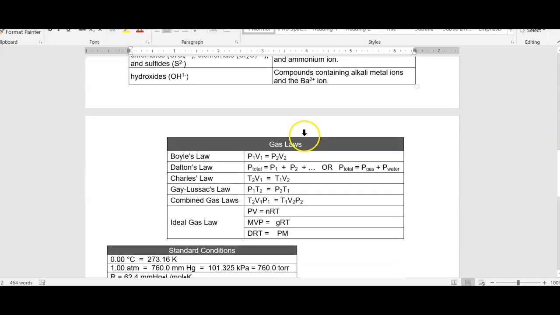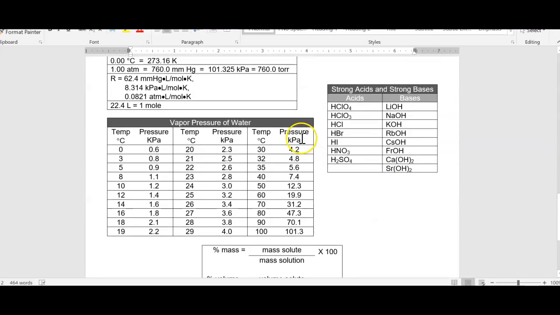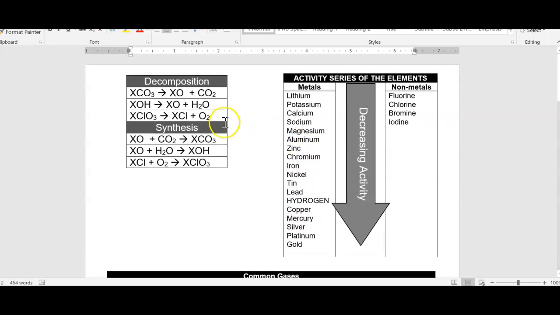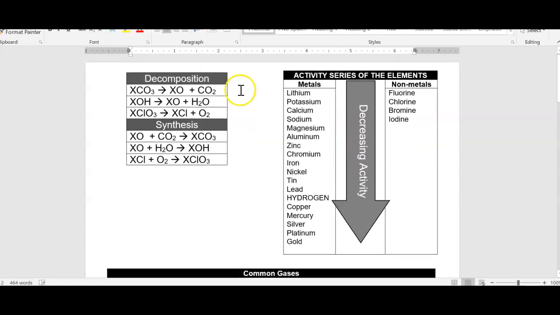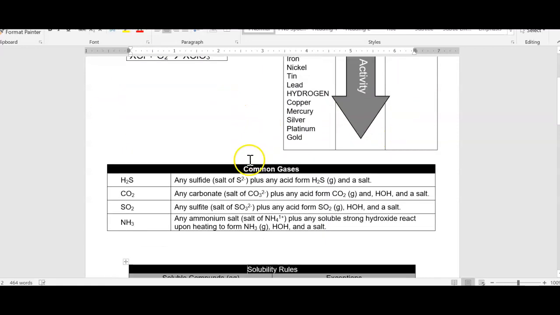This will be in your Schoology folder, and this is the back side. We will primarily be using these three pieces for this: this activity series and the common gas grid. Okay, so hopefully you've gathered those things either virtually, electronically, or hard copy.